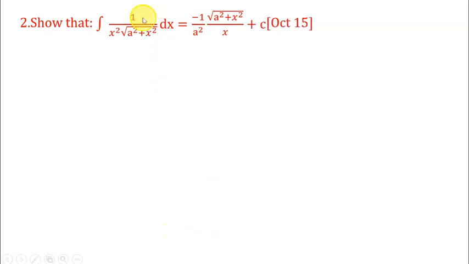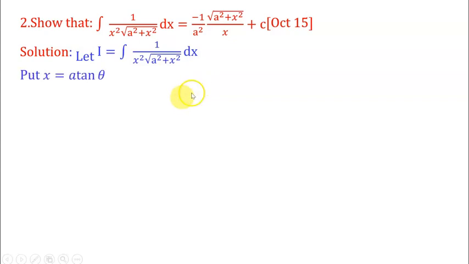Show that the integral of 1 upon x square root of a square plus x square dx is equal to minus 1 upon a square, root of a square plus x square upon x, plus c. This example was asked in the October 15 examination. Now solve this. I is equal to the integral of 1 upon x square root of a square plus x square dx.